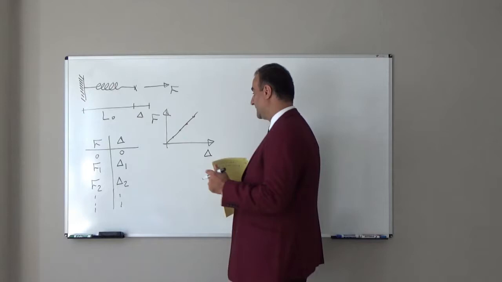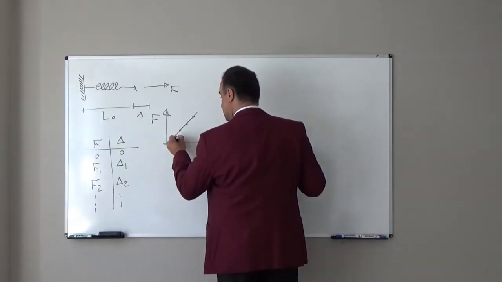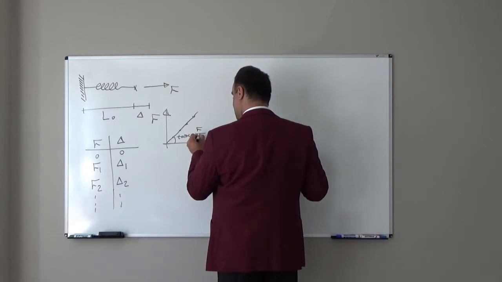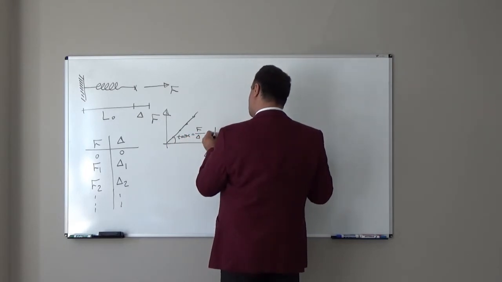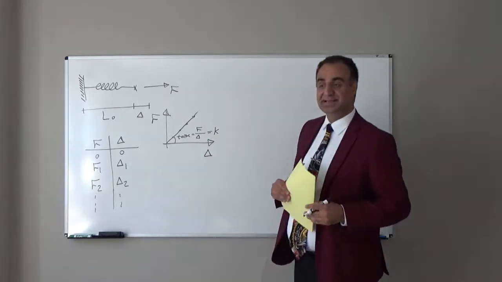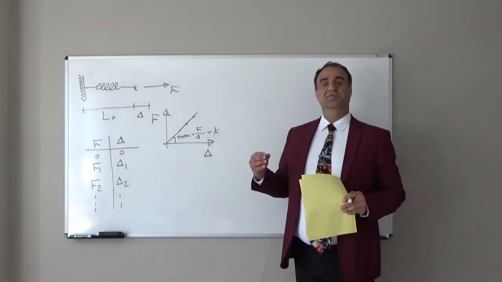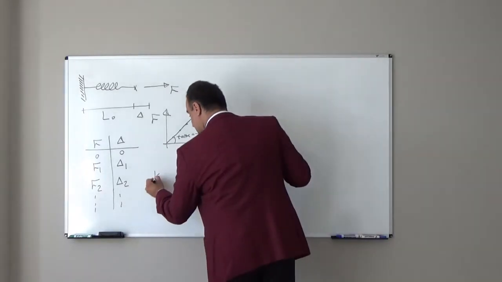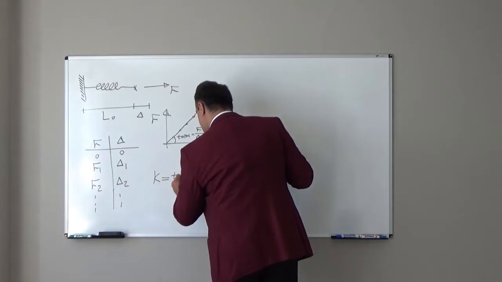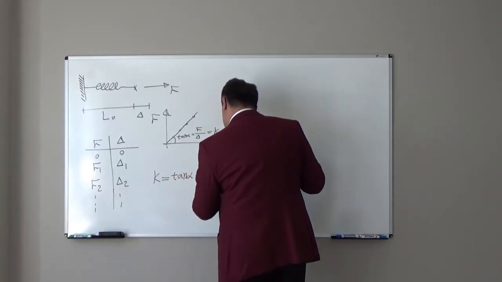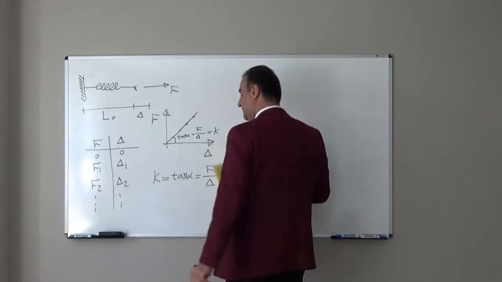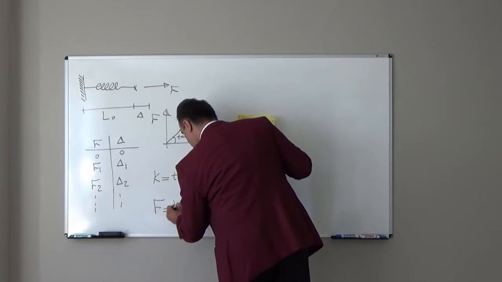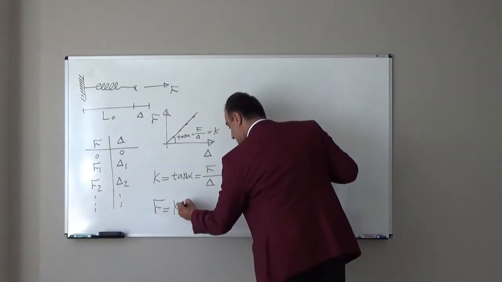Tangent of this angle is equal to force divided by delta. We represent that with constant K. We call it the stiffness of the spring. So the stiffness of the spring, K, is equal to the tangent of that angle, which is equal to force divided by deformation. From here I can write force is equal to stiffness of the spring times deformation.